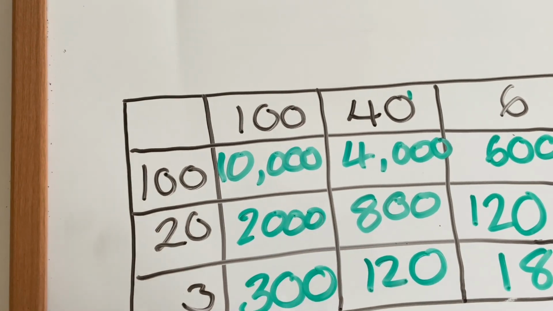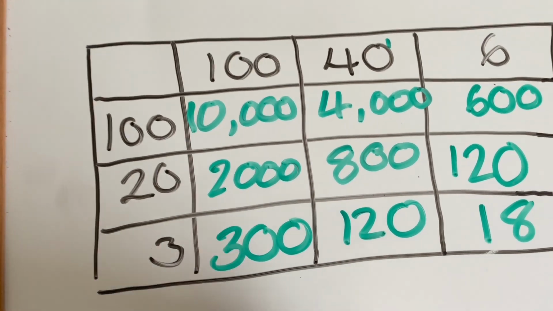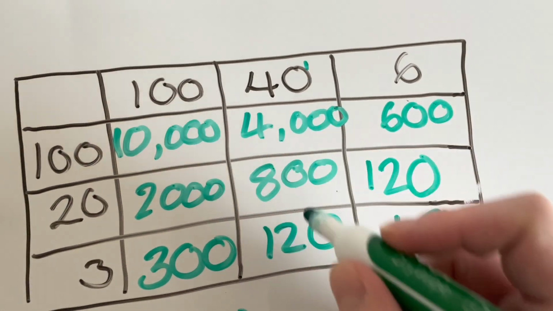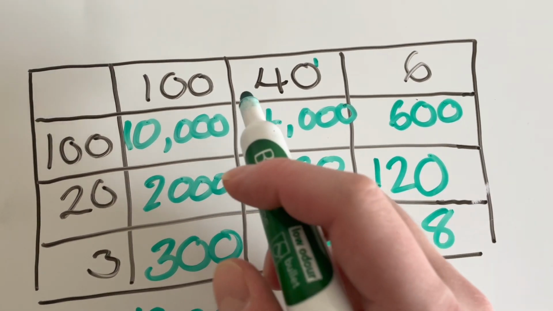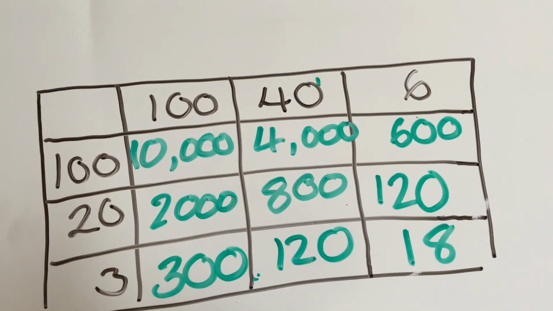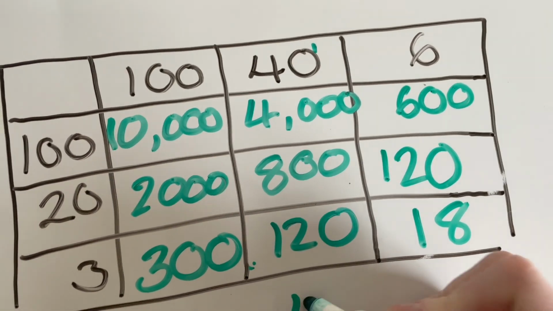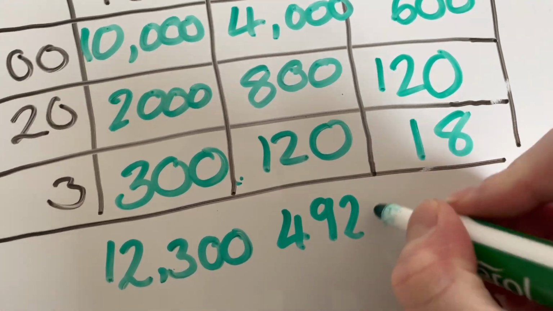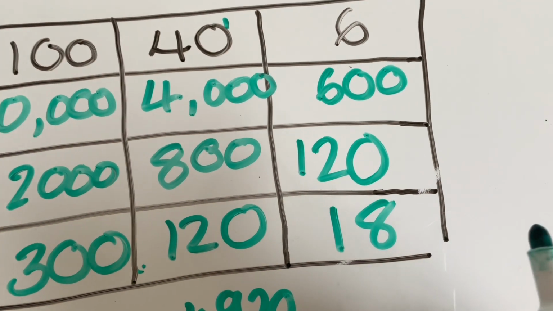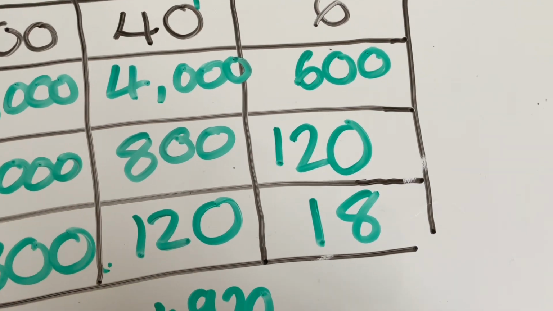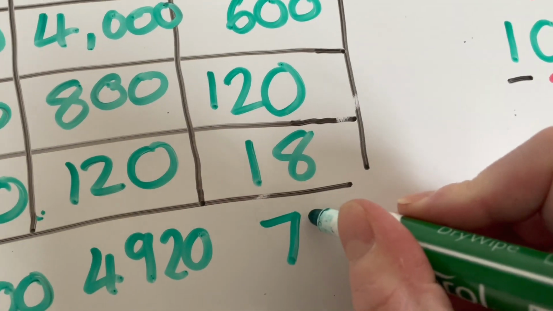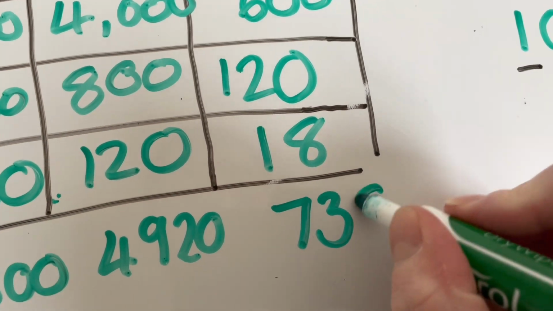So 10,000 add 2,000 is 12,000. Add the 300, 12,300. This row here, this column even, 4,000 add 800 is 4,800. Add 120 is 4,920. And the final column here, 600 add 120 is 720, add the 10, 730, and then the 8 we've got left to add, 738.